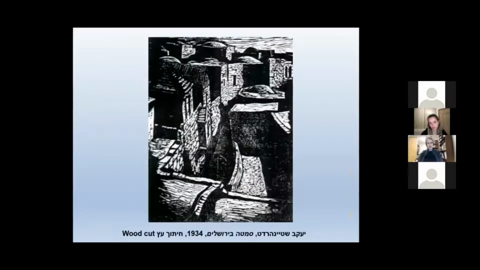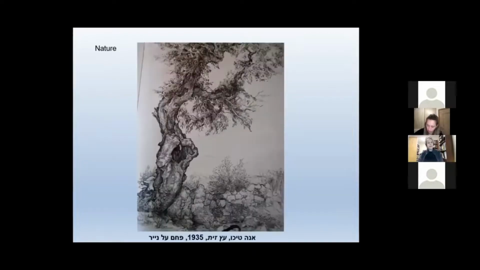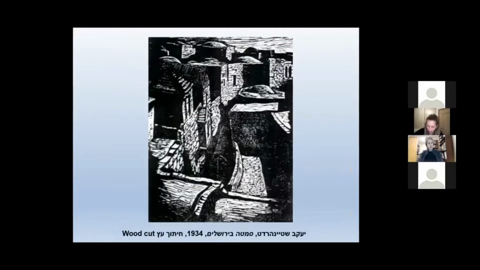Another artist from the time is Yaakov Steinhardt, and here he's showing a little alley in the old city, and it's very interesting. I'm talking right now about the artists that made Aliyah in the 30s. They actually fled from Germany, from the Nazis, and you can see that their painting style is mainly in black and white. Black and white resemble good and evil, and they felt that these are very, very bad times, and they depicted it in their art.